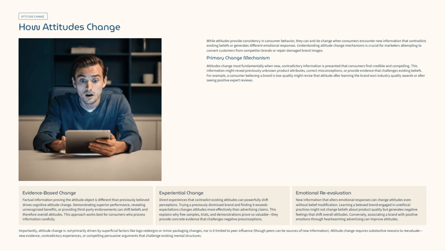In summary, attitude change most fundamentally occurs when new, credible, and compelling information is presented, especially when it contradicts what we previously believed. This might mean uncovering new product features or providing strong expert validation. Understanding these mechanisms is essential for marketers aiming to convert customers from competitors or repair damaged brand images, because attitudes only change when consumers encounter information that resonates as trustworthy and meaningful.